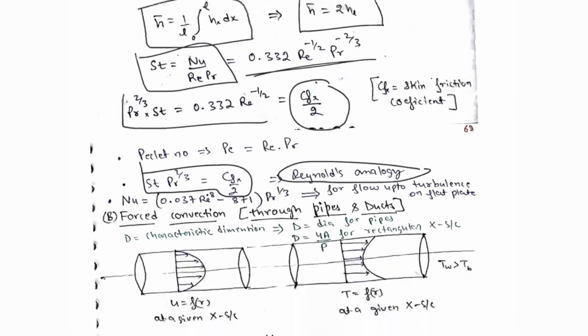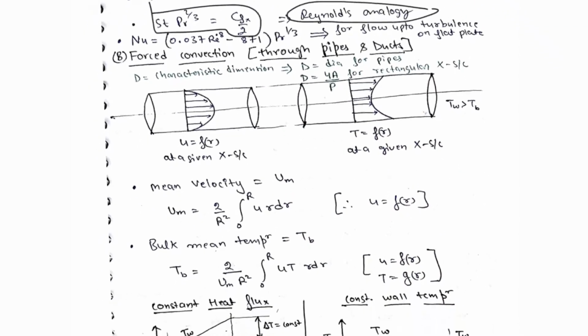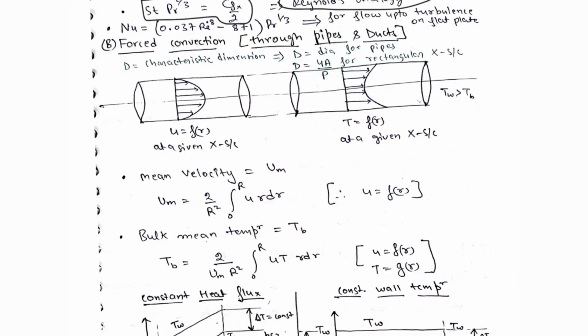Next, forced convection through pipes. In case of pipes, the characteristic dimension is the diameter of the pipe. In case of some rectangular cross section or some other duct, we have to use D is equal to 4A upon P. Here U is a function of r. Similarly, T is a function of r. U mean, that is mean velocity, which will consider all the variation of velocity, is U mean is equal to 2 by R square integral 0 to R U into r dr.